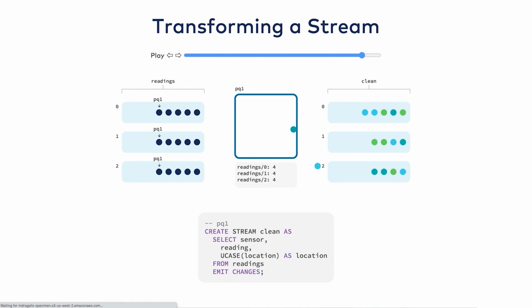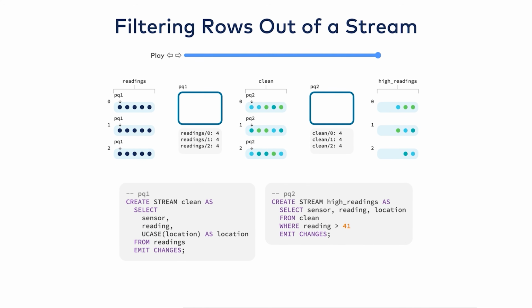Let's do something slightly more advanced, filtering rows out of a stream. This shows how the programming model works. I take a stream, and I derive a new stream from it. I can chain these things together. This is the last query we looked at, PQ1. I'm going to create a new query, PQ2, again just for the purposes of inspecting it in this depiction, and this query will drop all readings that are greater than 41. When I play this out, the rows come in, and you'll see a few of them get discarded.